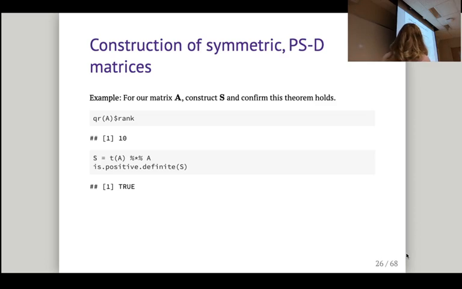So for our matrix A, let's build an S and see if this holds. A was not positive definite. A is full rank, however. A is a 10 by 10 matrix. Its rank is 10, so that's the highest it can be. If I create a new matrix S, which is A transpose times A, that is positive definite.